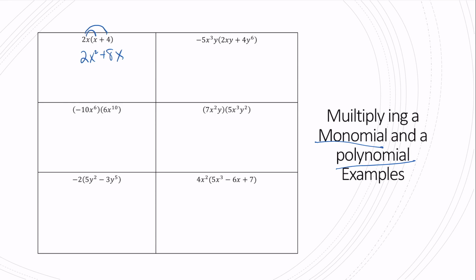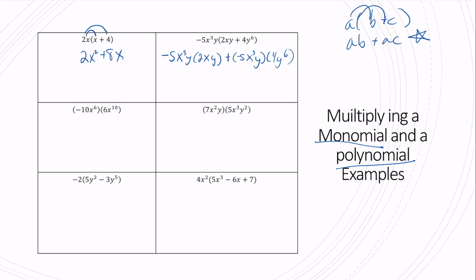For my second example, I have negative 5x cubed y times 2xy plus 4y to the sixth. So I'm going to pull this apart. I've got negative 5x cubed y times 2xy plus negative 5x cubed y times 4y to the sixth. And I broke it apart because I can do that in case we were forgetting our distribution rule. Distributing variables, it looks like this, but this will make it easier for me to simplify.